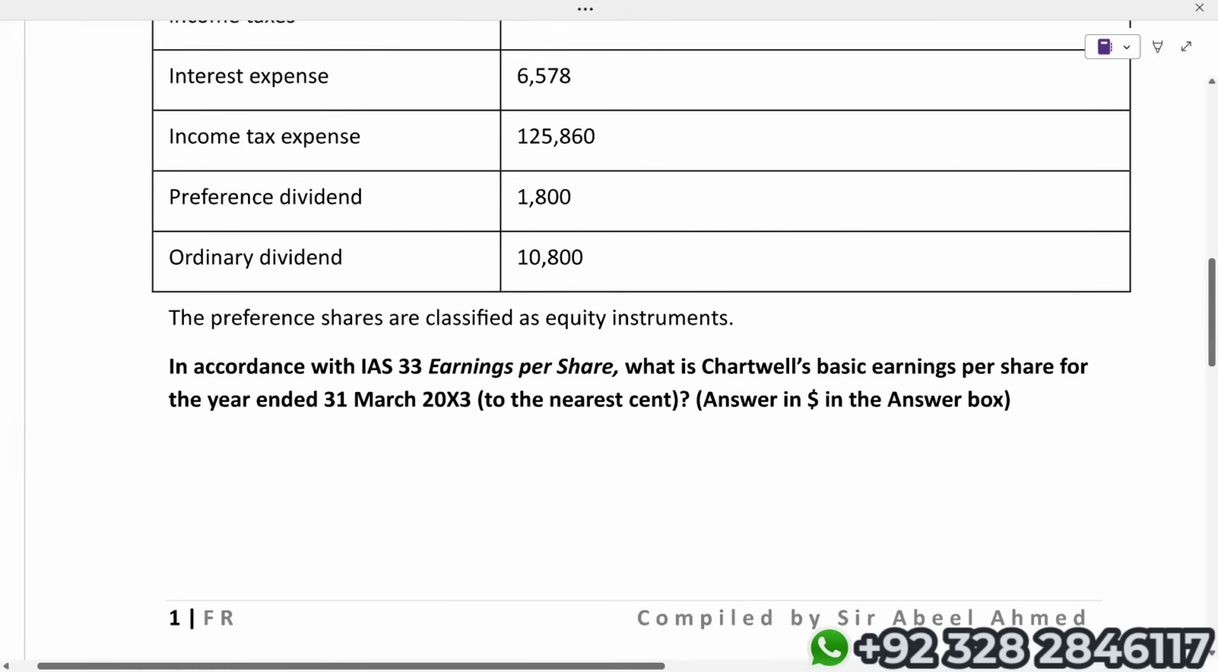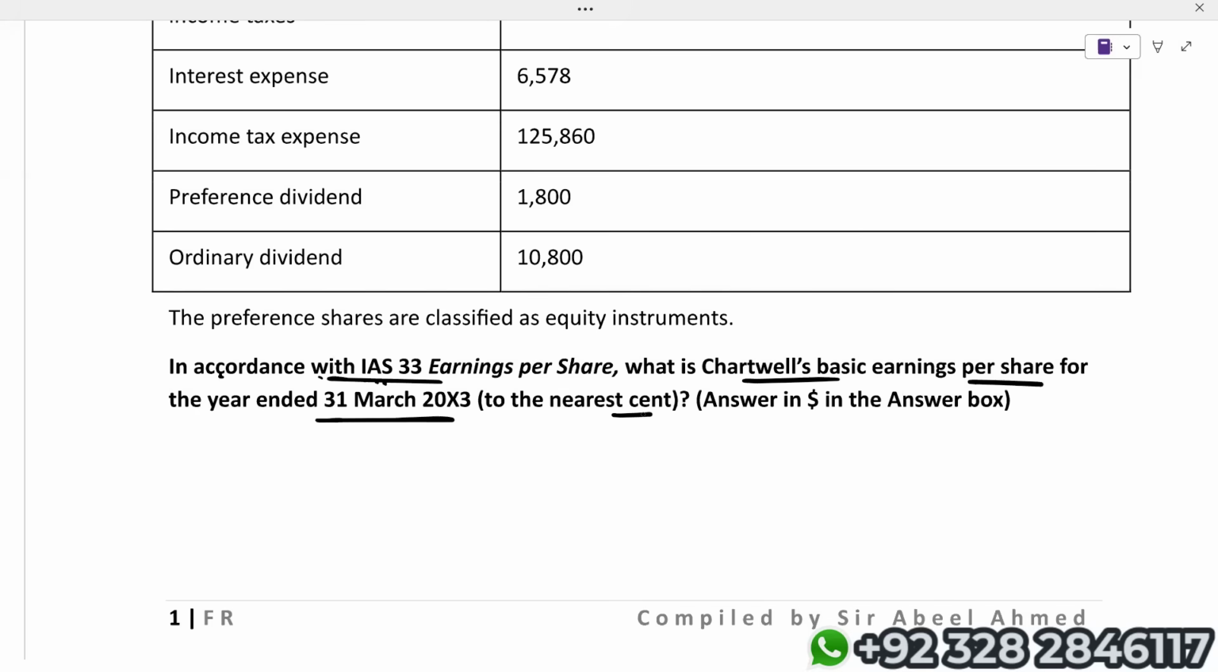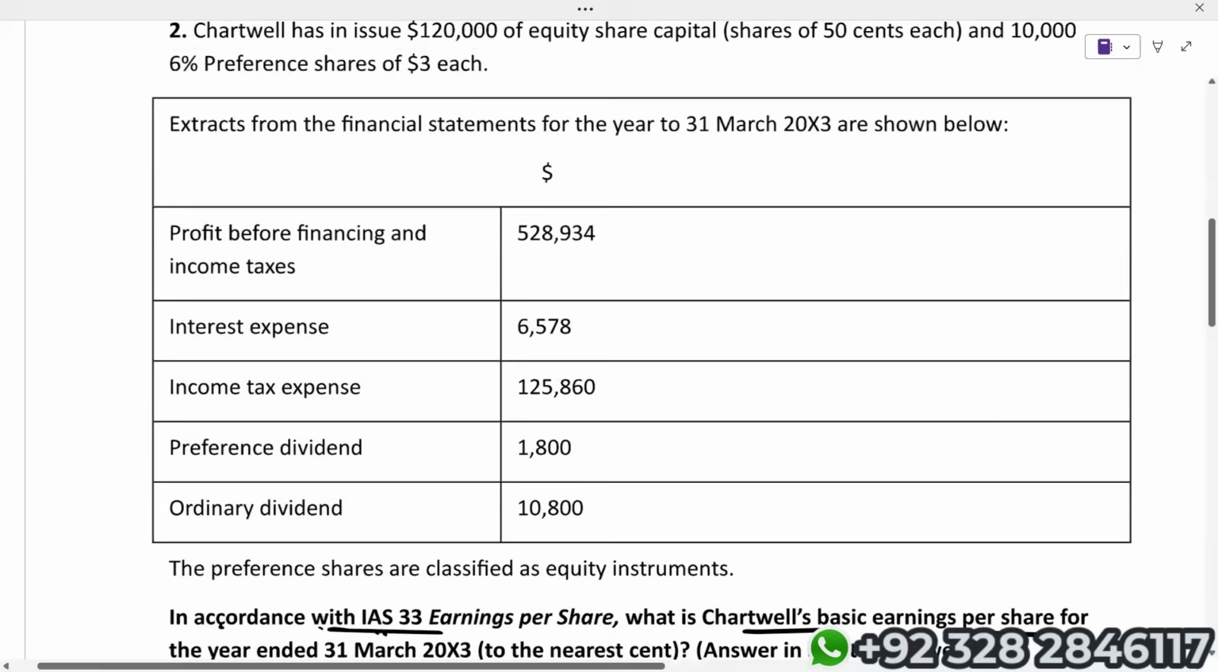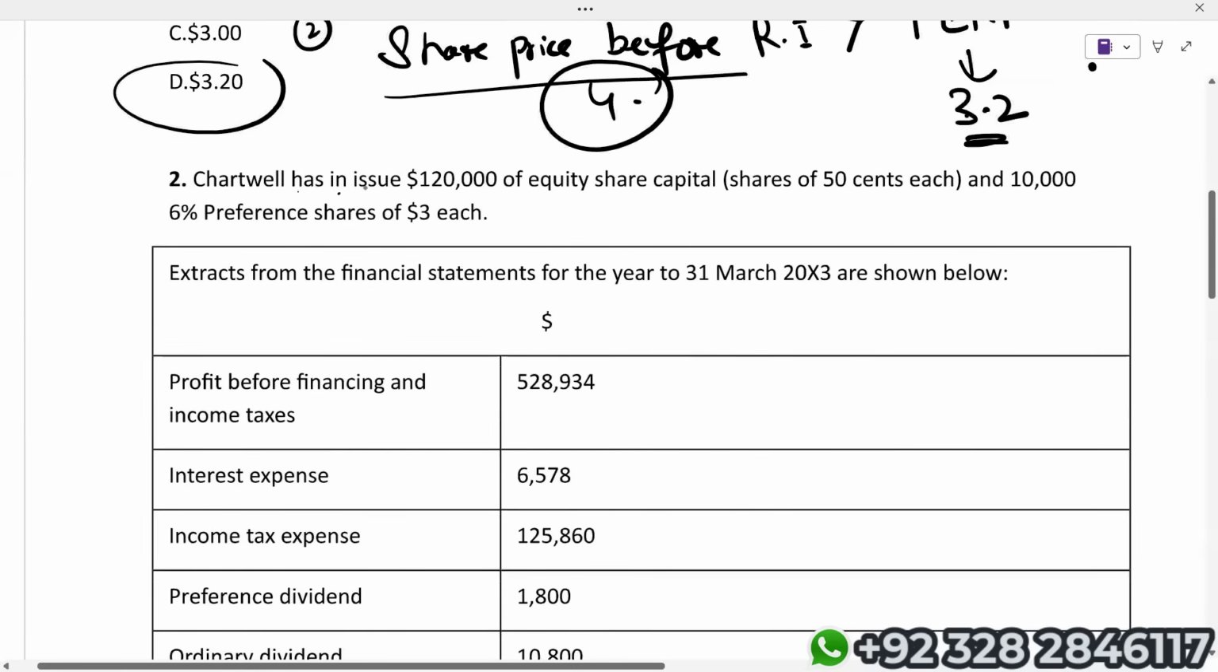Let's see this. In accordance with IAS 33, EPS, what is Chartwell's basic EPS for the year ended 31st March X3 to the nearest cents? Answer in dollars in the answer box. Okay. Chartwell has issued 1,20,000 equity share capital and par value is $0.5.